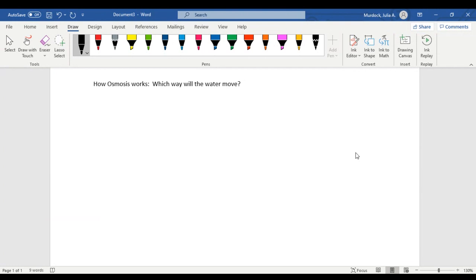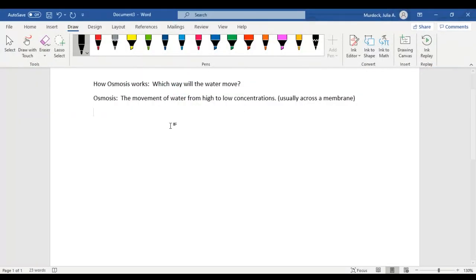Okay. All right. So how osmosis works. Which way will the water move, right? Because osmosis, by definition, is the movement of water from high to low concentrations. And usually it's across a membrane. Okay, so it's just like diffusion, except it's specific for water. Water movement in and out of cells is such an important thing and happens so quickly in a lot of cells that by itself, it's actually a really good topic to look at. And it affects living cells so strongly that it winds up being a really important process.